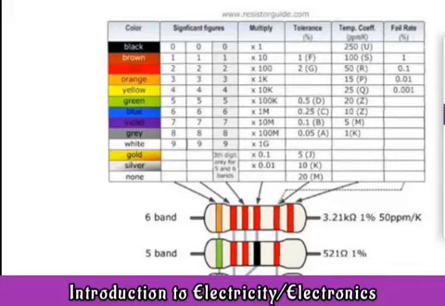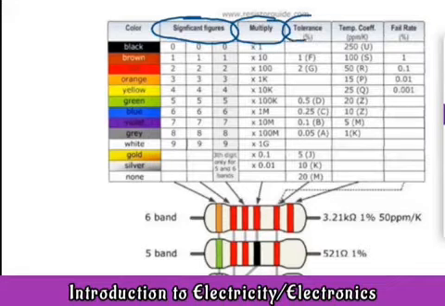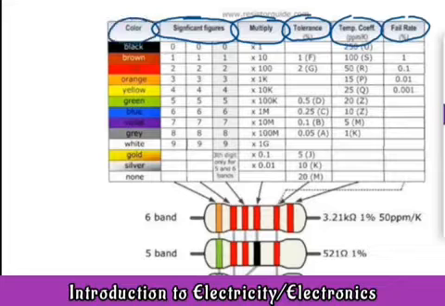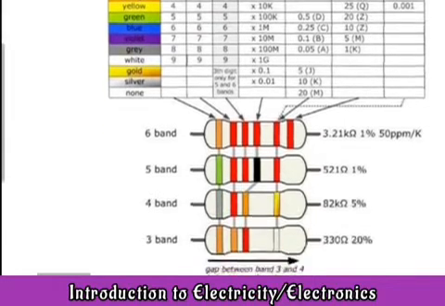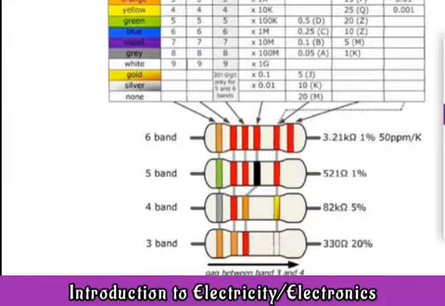So you can see on this chart we have a column for significant figures, we have one for multiples, tolerance, temperature coefficient, and failure rates, and then this is the colors. Now there are 4 different ways a resistor can be coded with colors.